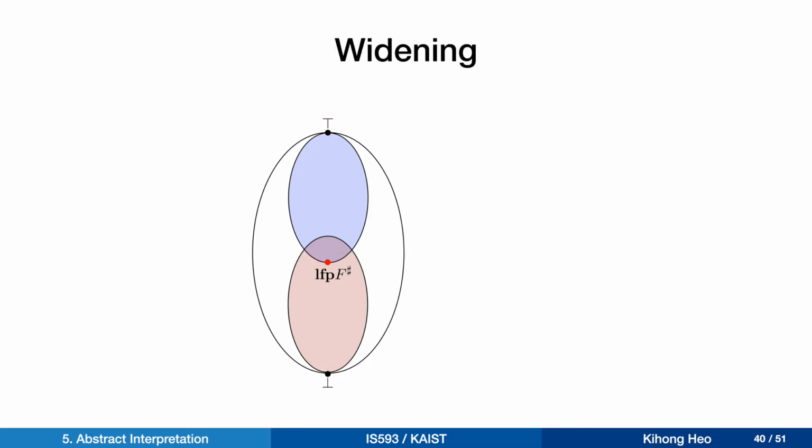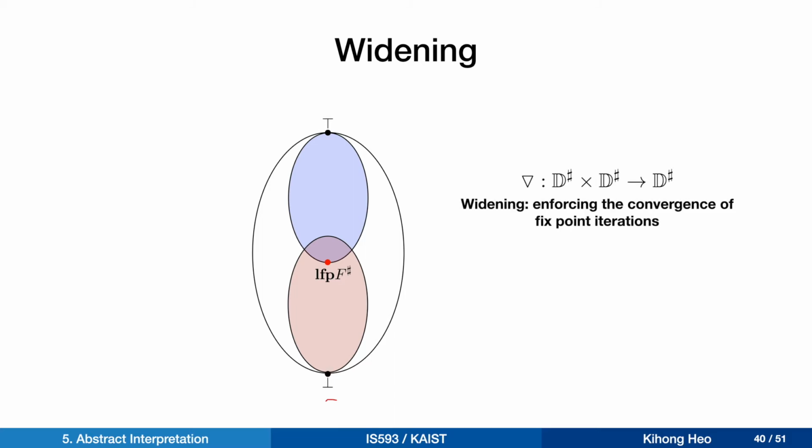Then the goal of static analysis is to compute an overall approximation of the least upper bound of the infinite increasing chain from the bottom in finite time. To do this, we will use a binary operator called widening. This widening operator will make a big jump like this and ultimately make a finite chain.